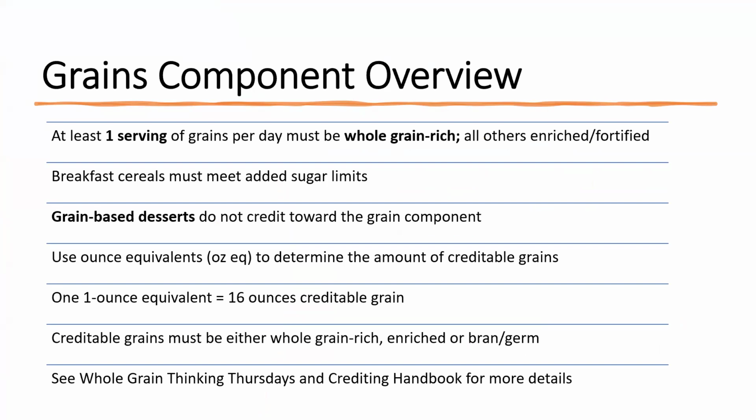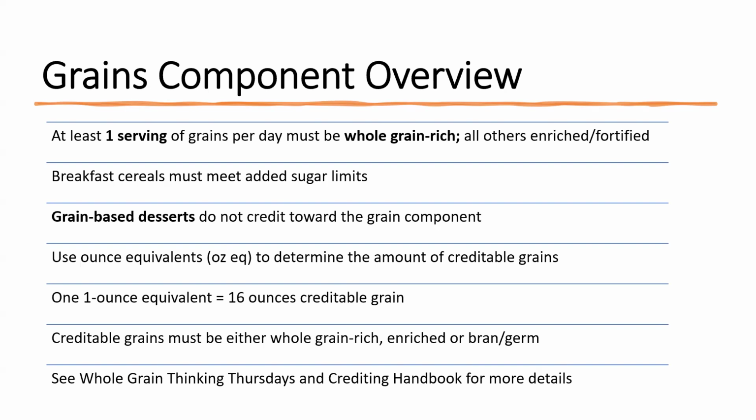Here's an overview of the grain component. As we all know, as discussed earlier, a grain is a required component at breakfast, lunch, and supper, and is optional at snack time. Some of the changes, not really changes, but things to point out that have improved the grain component, let's say, is at least one serving of the grain served per day at your site must be whole grain rich. Keeping in mind, breakfast cereals must now meet the added sugar limits.